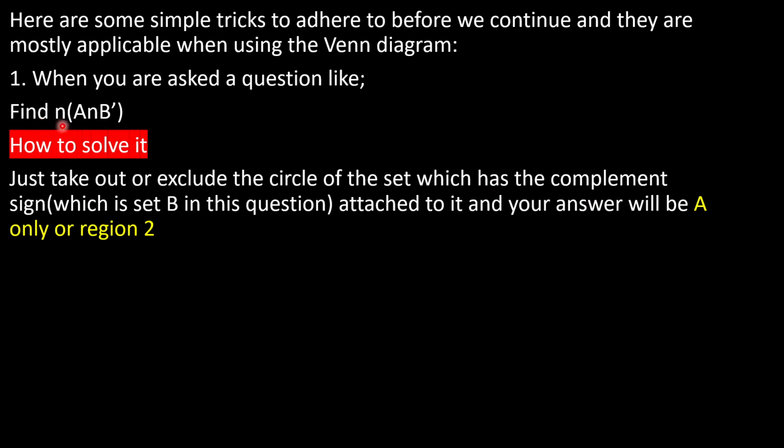So number of A intersection B complement, how to solve it: take out the circle of the set which has the complement sign. So in this question, the circle of the set which has the complement sign is set B. So it means take the circle of set B out and you'll be remaining with number of A intersection B complement, or A only, which is region 2, or where it was shaded yellow.